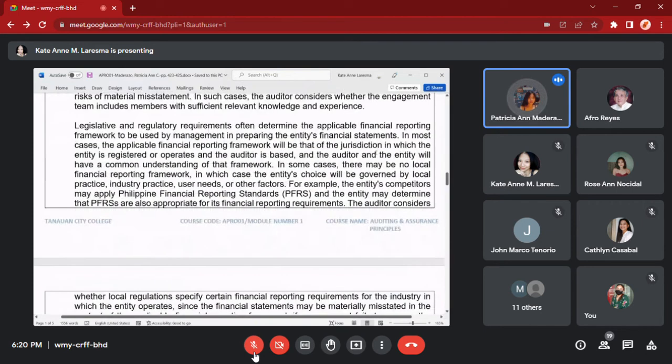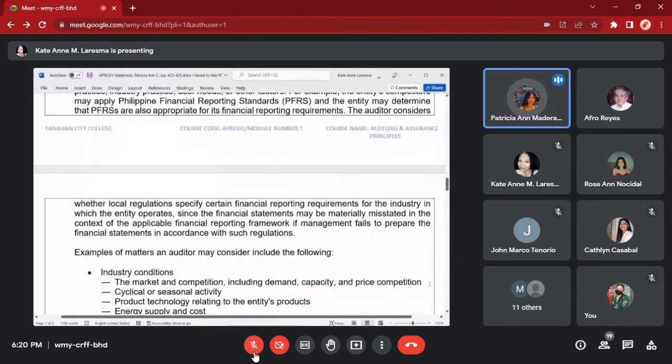The auditor considers whether local regulations specify certain financial reporting requirements for the industry in which the entity operates, since the financial statements may be materially misstated in the context of the applicable financial reporting framework if management fails to prepare the financial statements in accordance with such regulations.